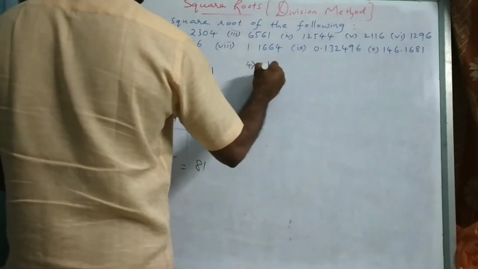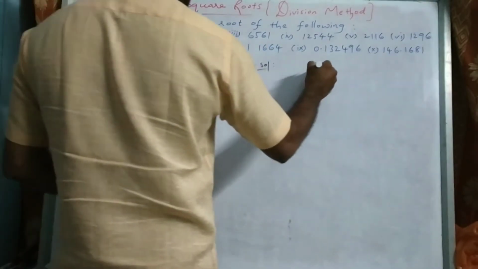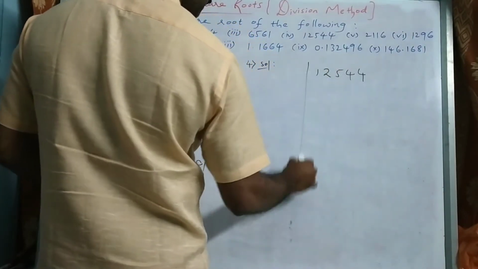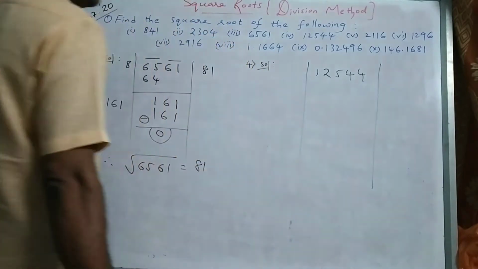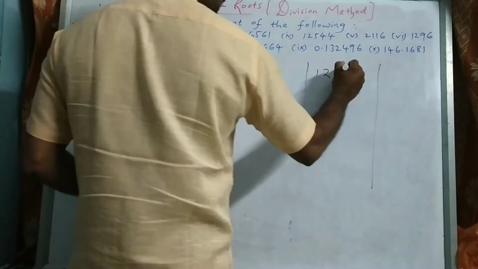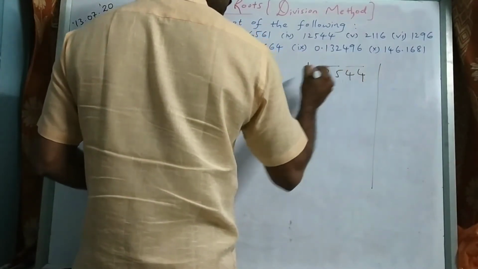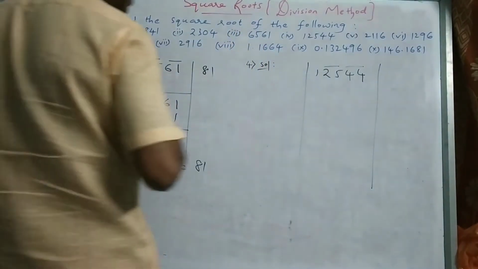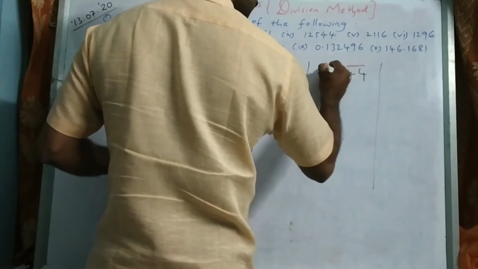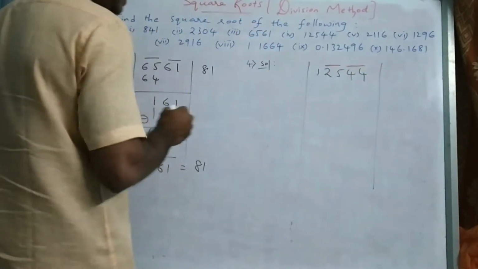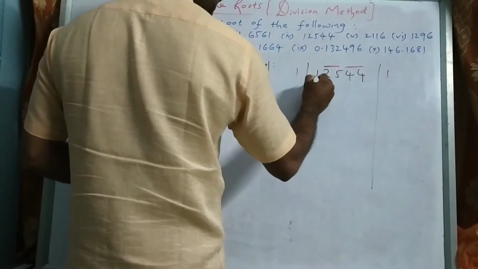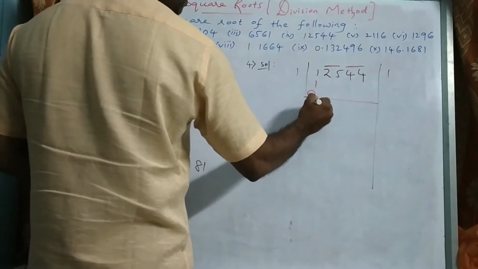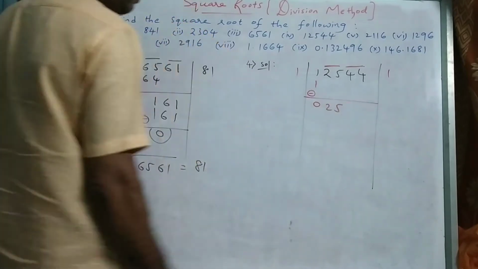Fourth solution. What is the fourth one? 12544. Look, make two digits. 1, 2. So 1 is left alone. 1 1 is 1. There is no doubt. 1 1 is 1. 1 minus 1 is 0. 25, I will bring it down.